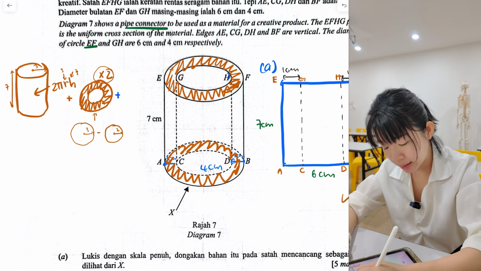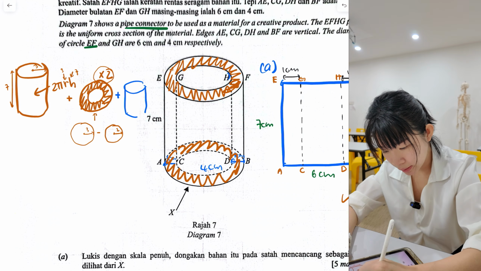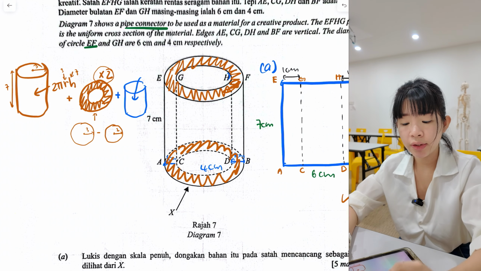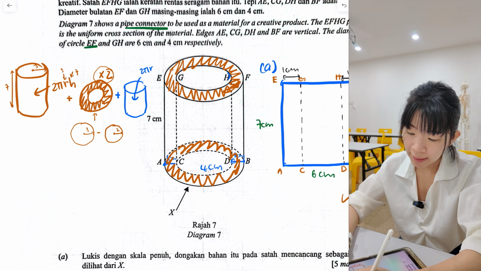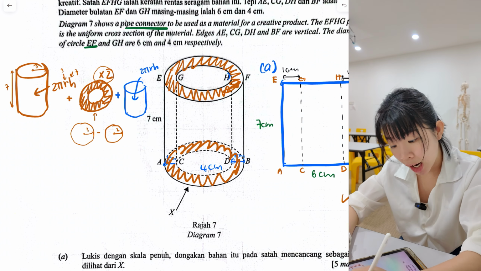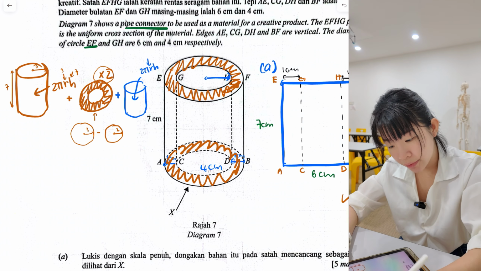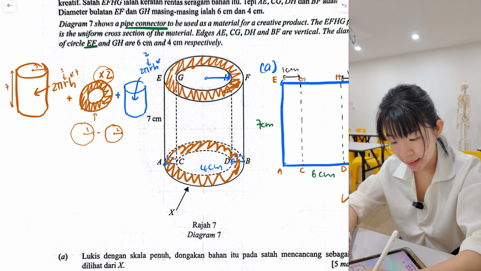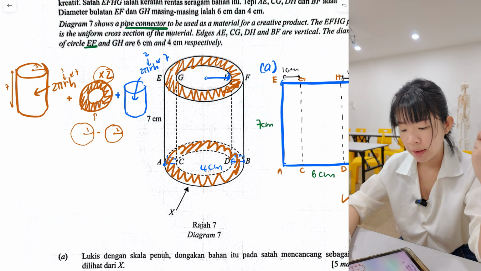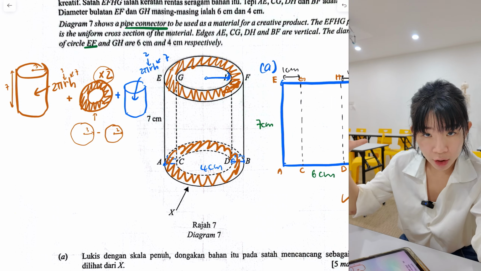Okay, we need to add another smaller curved surface. Okay, so the curved surface is also 2 pi RH. Okay, how about the R? So because it is a smaller one, radius is 2. The height, okay, height is 7. Okay, so there will be these few things you need to add all together.